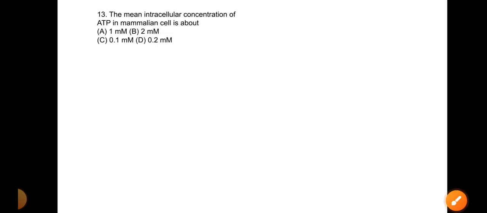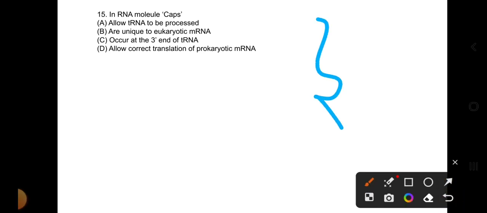13th question, the mean intracellular concentration of ATP in a mammalian cell is about. I'm giving these questions so as to make you more competent, as well as to make you realize that yes, you can get some very straightforward and unexpected questions there. 14th question, the nucleic acid base found in mRNA but not in DNA. Very easy. 15th question, in RNA molecule caps, what is the function of the caps? Again, a very easy question.